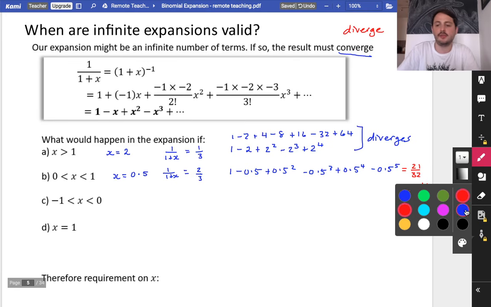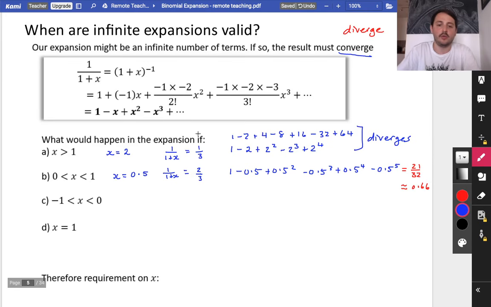So why does this happen? Well, this happens because when you're squaring these numbers that you've got here, the 0.5, and when you're doing them to higher powers, they get smaller and smaller and smaller, so it converges. But here, when you were squaring these x values, they were getting bigger and bigger. Like you had 64, that's huge. Whereas 0.5 to the power of 5, that's very, very small.